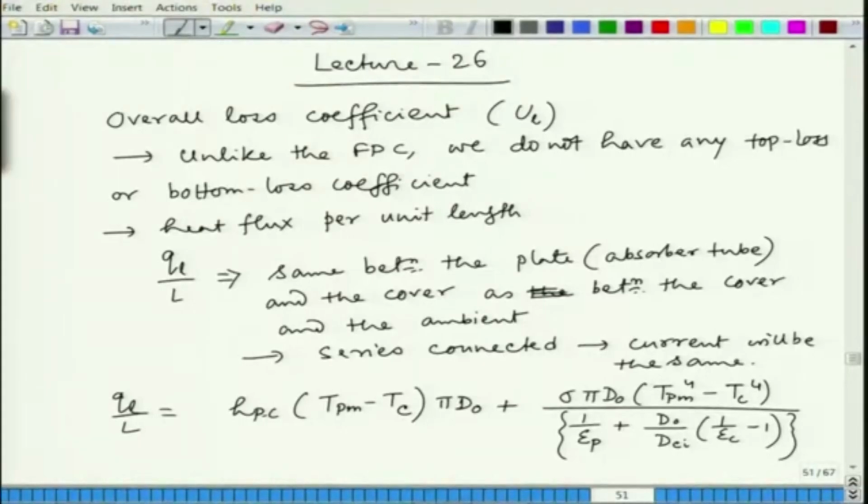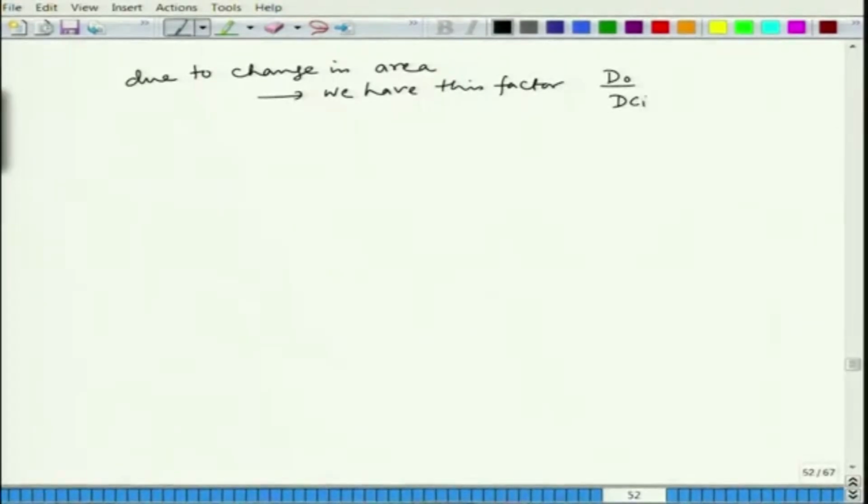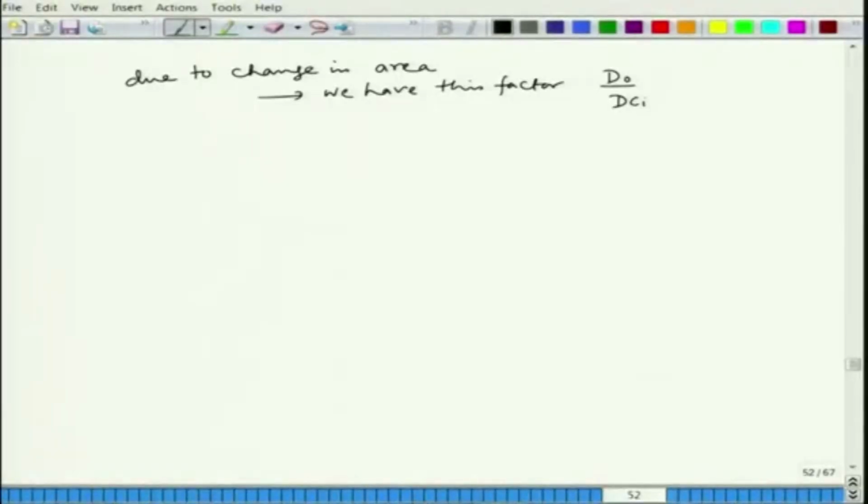So, here what we see that due to change in area, because as the diameter changes, the area also changes. That is why we have this factor d naught by d c i, which is not present in case of a flat plate collector. When we have two parallel plates, the area across the heat transfer direction does not change, but here it changes. That is why you have this factor.